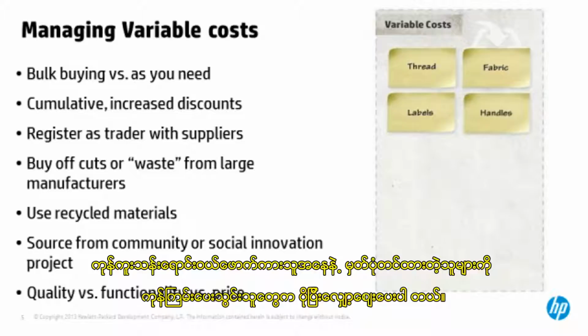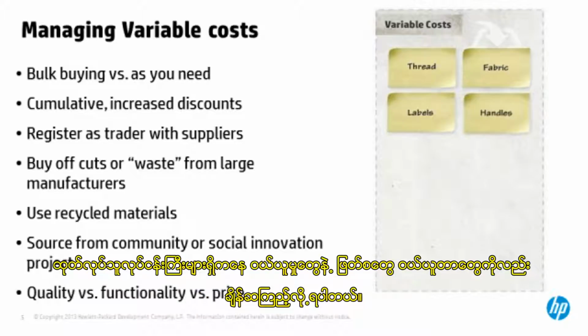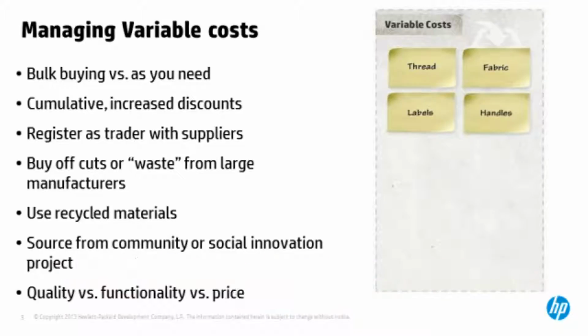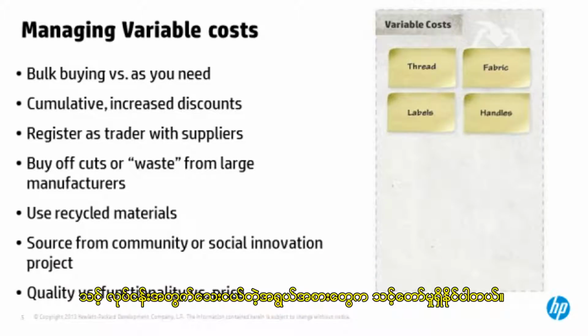You can register as a trader. Often suppliers give greater discount to registered traders. Consider buying cut-offs or what could be waste from large manufacturers. The smaller sizes may suit your business.